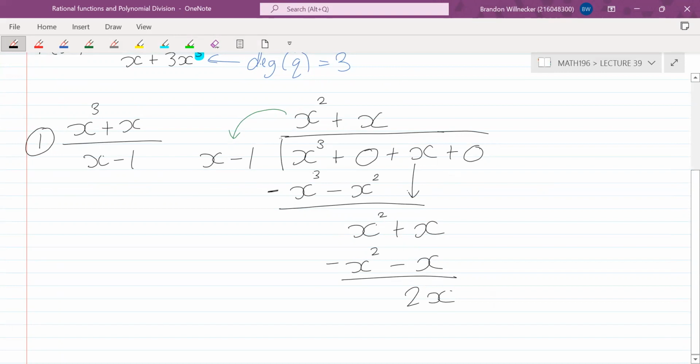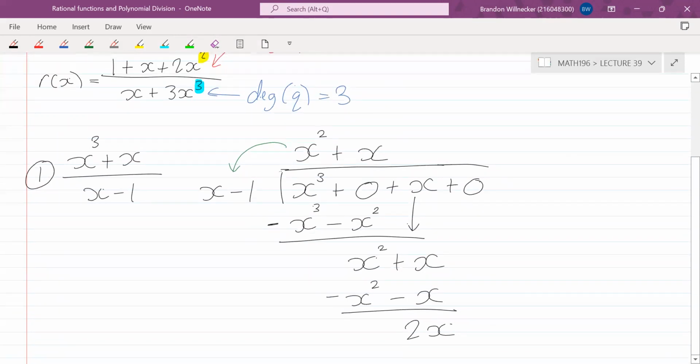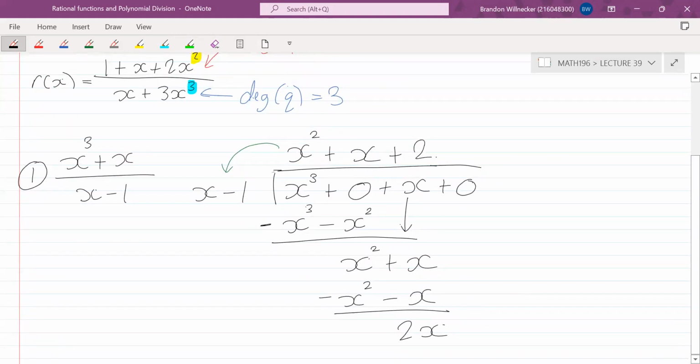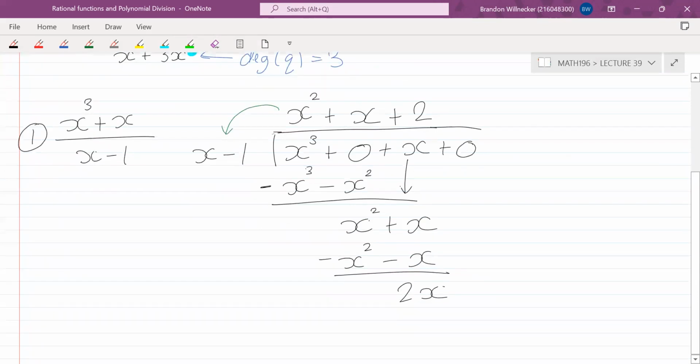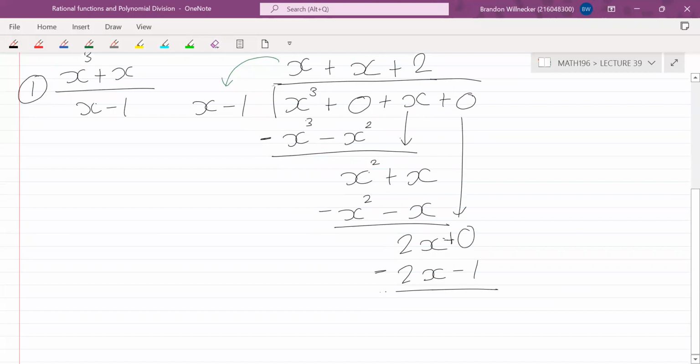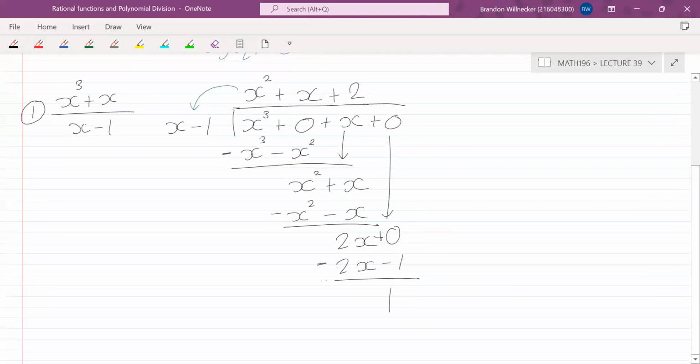Finally, 2x divided by x minus 1, that's going to be a 2. 2 times x minus 1, that's going to be 2x minus 2. And if you want to take down the 0, you can do that. Then we need to subtract them. So 2x minus 2x, that's 0. 0 minus negative 2, that's 2. And then we can stop there because we can't divide 2 by x minus 1. This is the remainder.